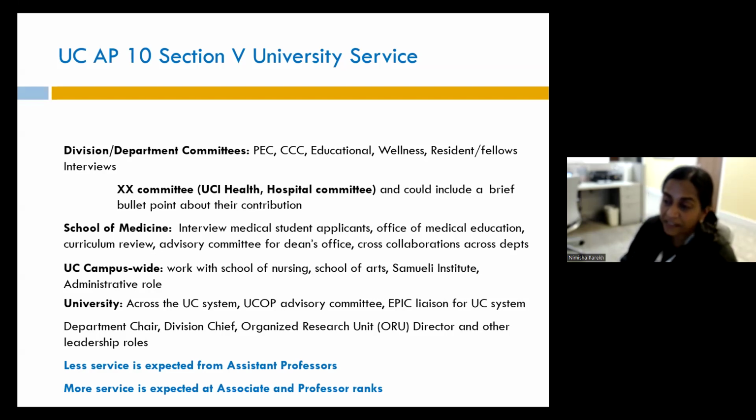UC campus-wide means more if you're working, let's say, with the School of Nursing, School of Arts, or if you have an administrative role. University-wide is more across the entire UC system. If you're on the Office of the President Advisory Committee, let's say you're an EPIC liaison for the UC system, or a department chair, division chief, director, or in other leadership roles, this is where you would include it under university. Now remember, less service is expected at the assistant professor level. More service is expected at the associate and professor ranks.